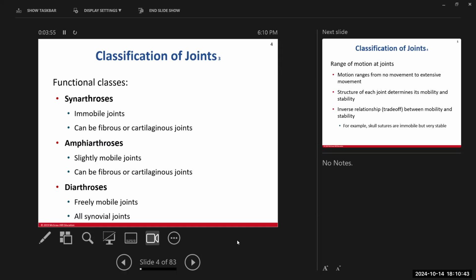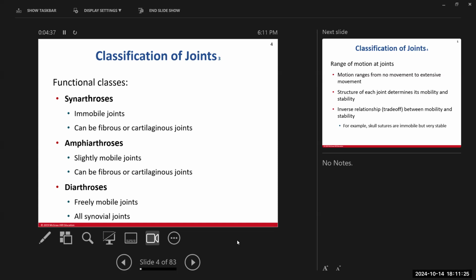Then the amphiarthroses, where we're starting to get a little bit more movement. Same thing: fibrous and cartilaginous joints fall into this classification. And then finally, the diarthroses. These are the joints that are freely movable. They make up a significant number of joints in your body. Pretty much all of the synovial joints, all of the fluid-filled capsule joints, are going to be diarthroses, relatively or freely movable joints. So those are your three functional classifications.